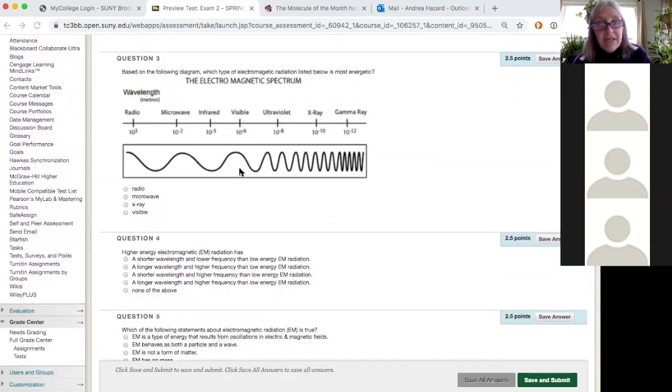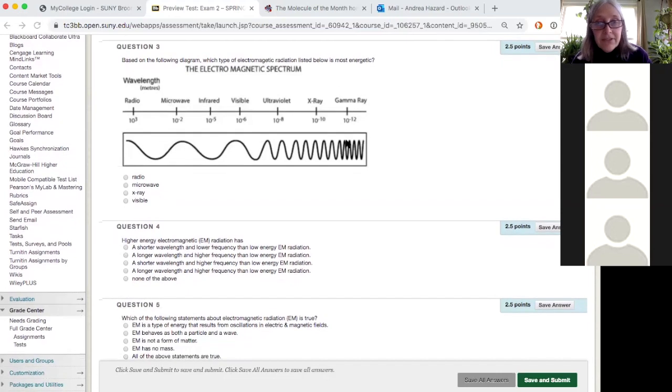Question 3, based on the following diagram, which electromagnetic radiation listed below is the most energetic? The shorter the wavelength, the more energetic. If we look at the possible choices, radio waves have very long wavelengths, so that's the least energetic. Microwave is just a little bit shorter than radio waves, but it's still a pretty long wavelength, so that's not going to be the answer. We have X-rays and visible. Visible is right in the middle. X-rays are quite short. They're not the shortest. That's gamma rays, but that wasn't an option, so the correct answer is X-ray.